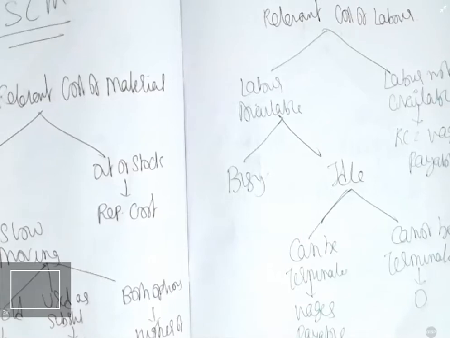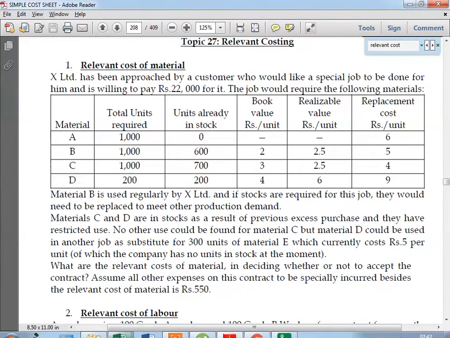Busy can be substituted or cannot be substituted. If you can substitute them, the relevant cost is the cost of the substitute, and if you cannot substitute those people, the relevant cost is lost contribution plus wages payable. Clear? Any doubts on this? Go through question 2.